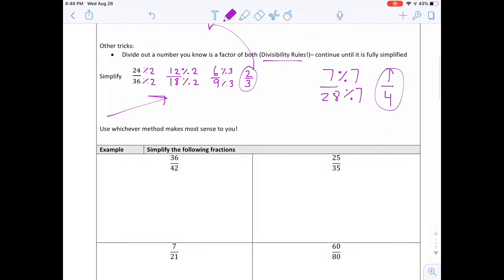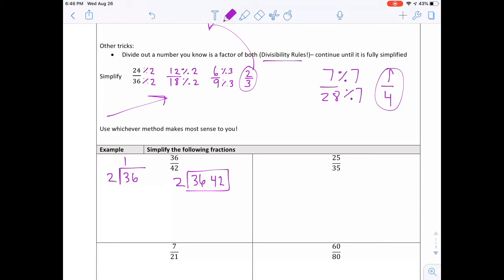So let's use the cake method on 36 over 42. We write down 36 and 42. You can divide out a 2 from both of those. If you don't know what 36 divided by 2 is, you can always do long division.